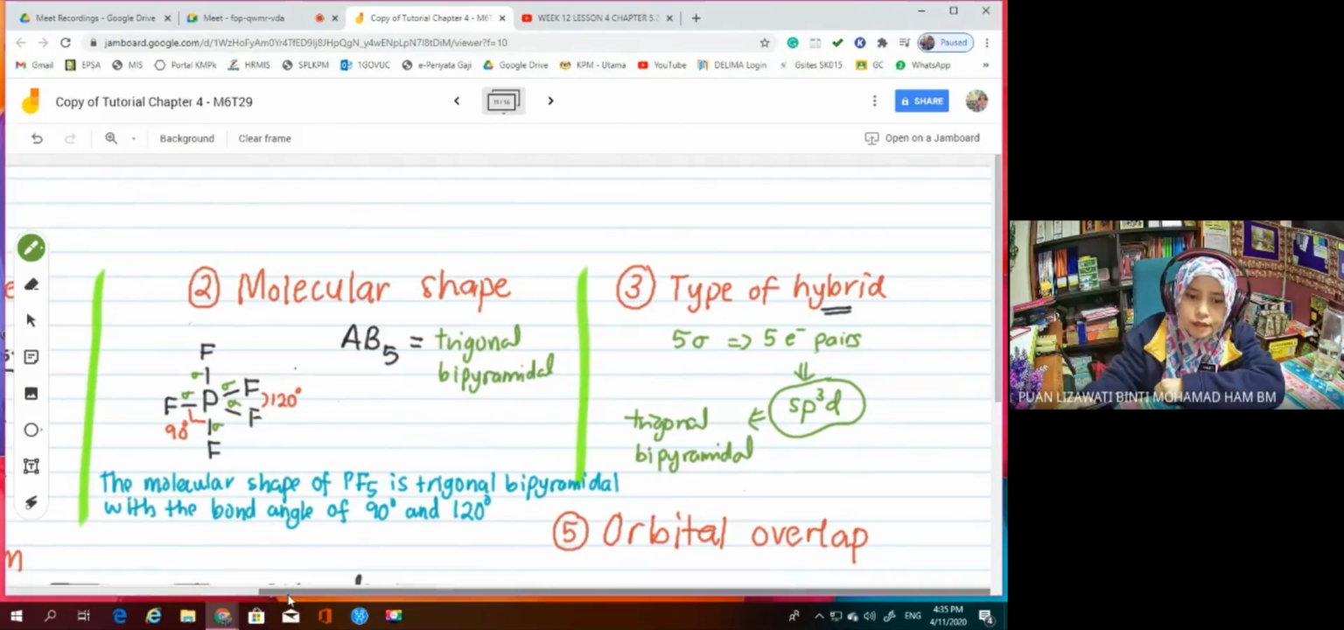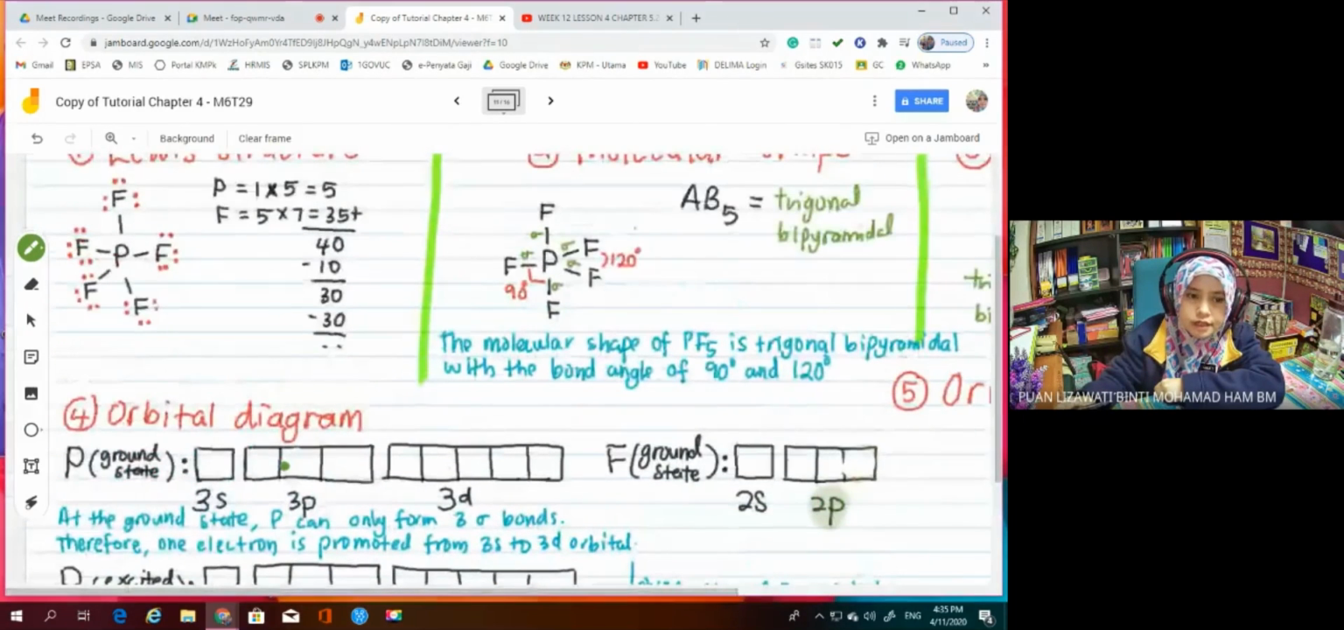Now we move to the orbital diagram, step number 4. For the orbital diagram, first of all, you have to write the orbital diagram for the center atom, phosphorus, at the ground state. Phosphorus has 5 valence electrons. At the ground state, there is 1 paired electron and 3 single unpaired electrons, which means that phosphorus can only form 3 sigma bonds. However, referring back to the structure, we want to form 5 sigma bonds. Therefore, one of the electrons from 3s has to be promoted to 3d.